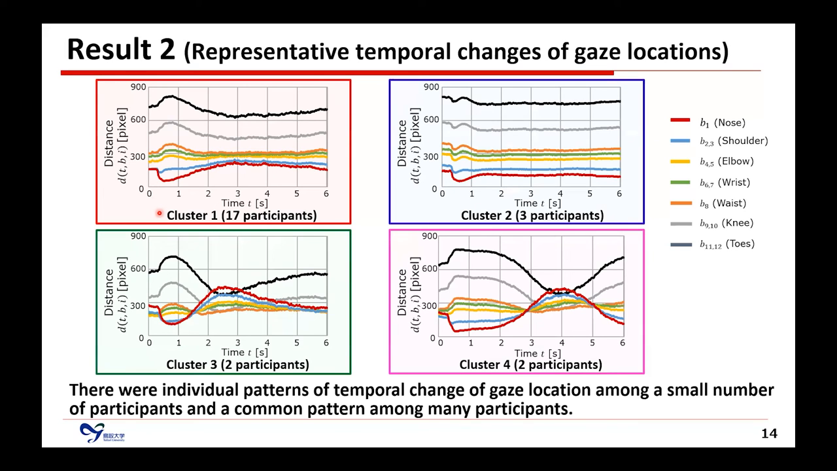We found 70 participants belong to cluster 1, 3 participants to cluster 2, 2 participants to cluster 3, and 2 participants to cluster 4. We believe there were individual patterns of temporal changes of the gaze location among a small number of participants. We also believe there was a common pattern among many participants.